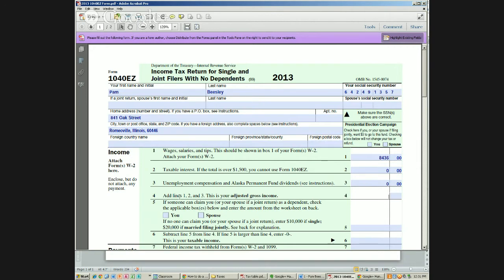Okay. Alright, so here we go. Line number 4. Add lines 1, 2, and 3. Now I know this might be above some people, but we're going to try. You guys ready?